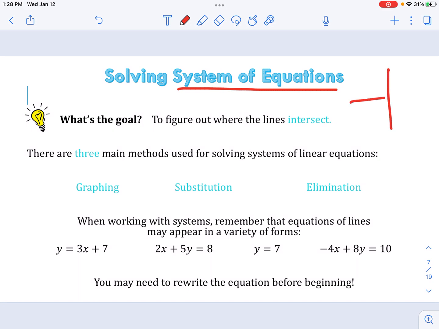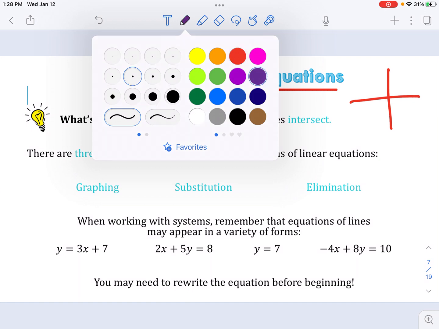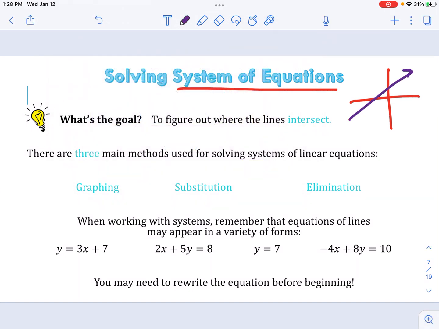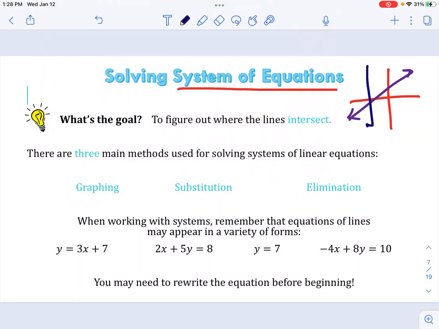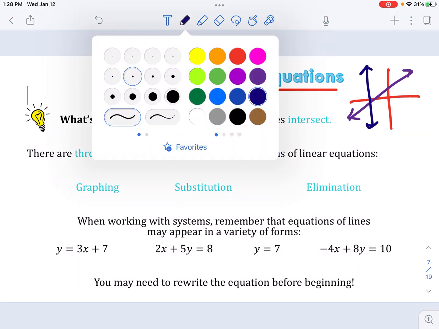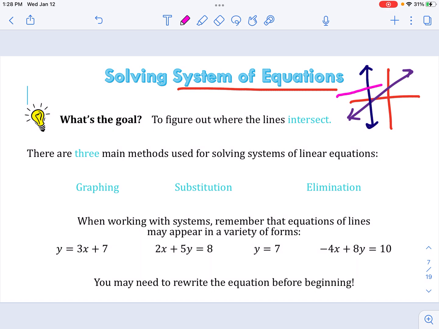All right, so if I have a coordinate plane, and I'm going to use some different colors, I can have multiple linear functions, and I'm going to use different colors for that. I don't just have to have two, it could be three. That could be a system of linear equations.